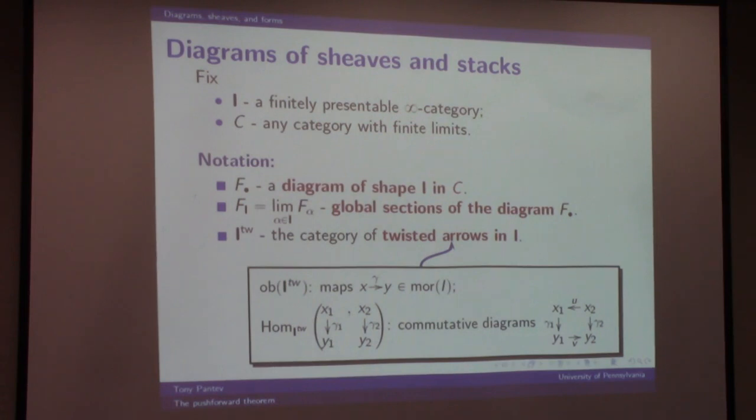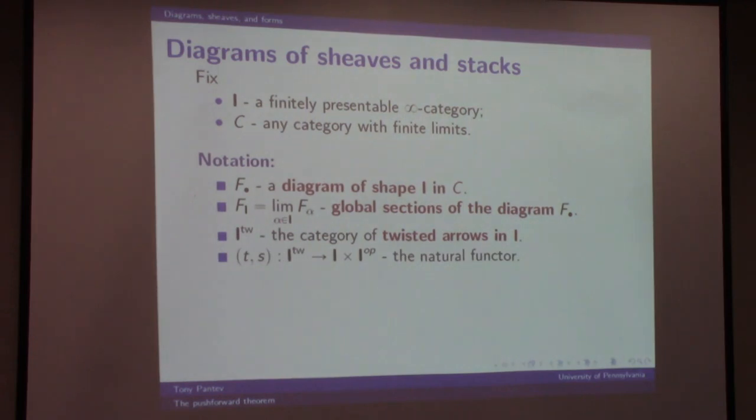the category of twisted arrows in your labeling category. The category of twisted arrows, if you haven't seen it, is something very simple. The objects are just the maps in I, and the homomorphisms between two maps look like a category of maps in the category I. The homomorphisms between two maps are commutative diagrams, but the direction of the top arrow in the commutative diagram on the source is reversed. So they go forward on the bottom, on the target, and go backward on the sources. And these things compose in the obvious way.